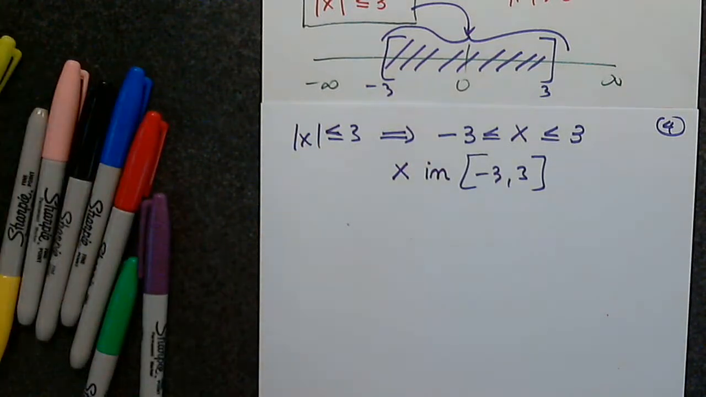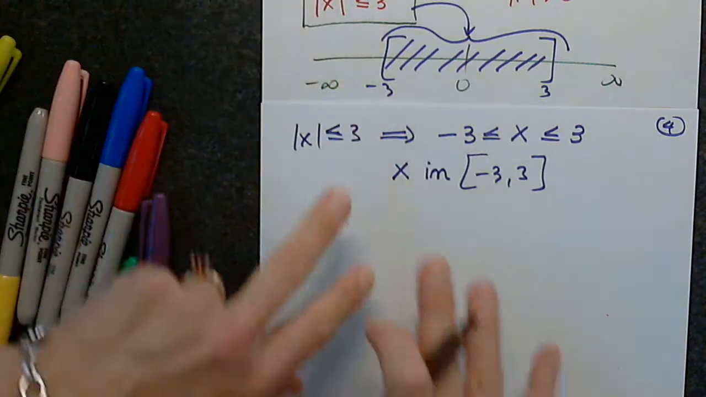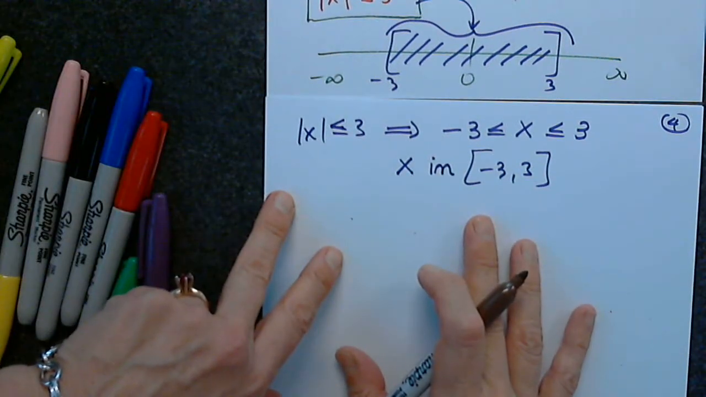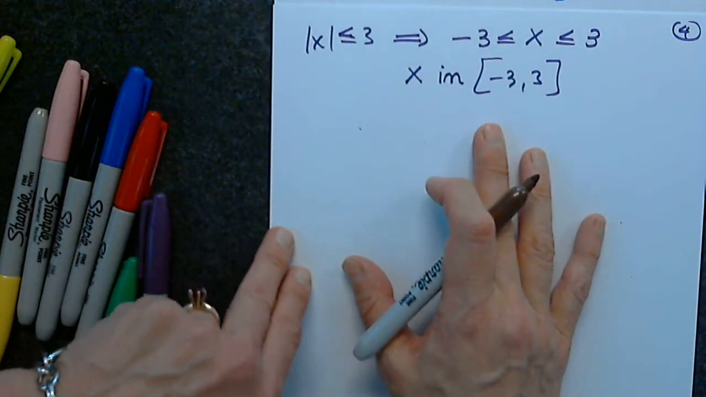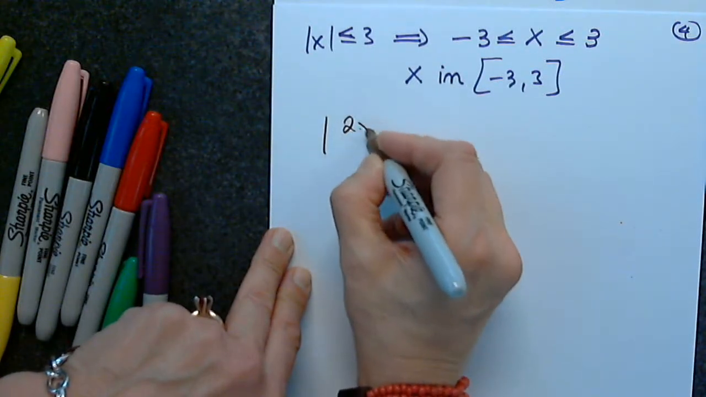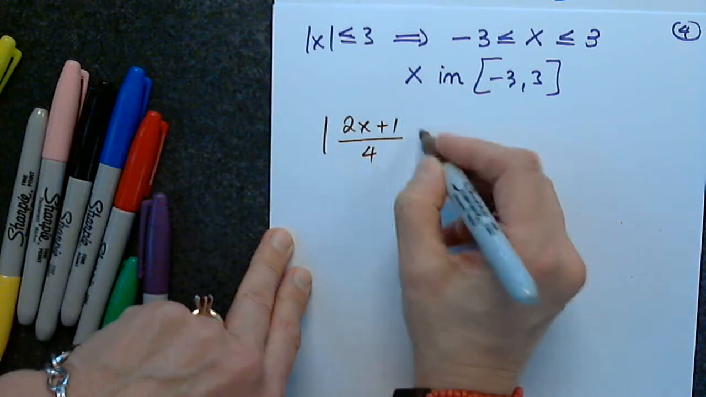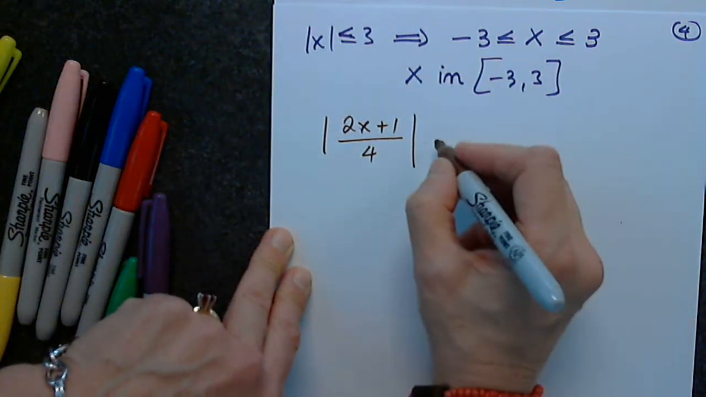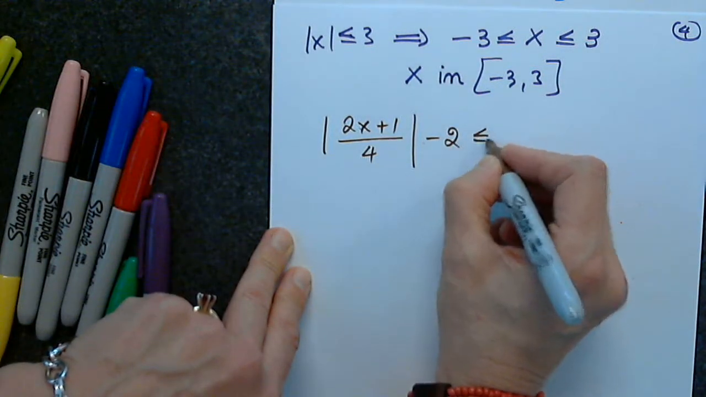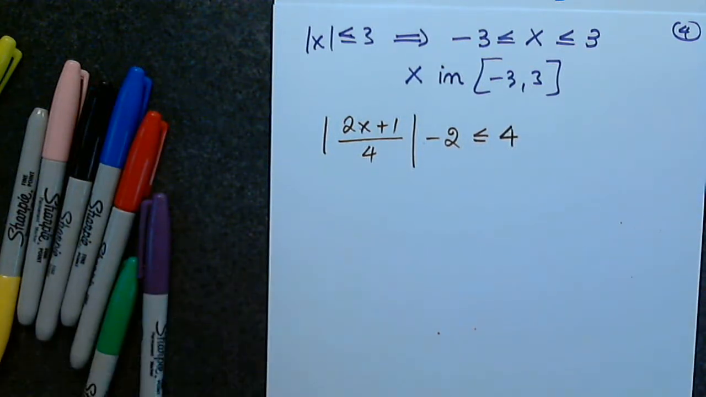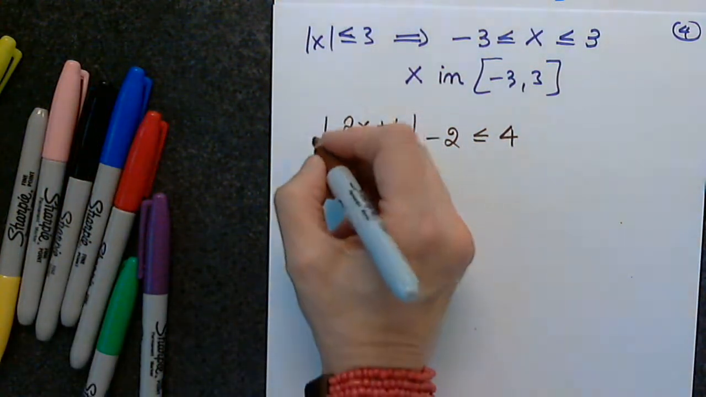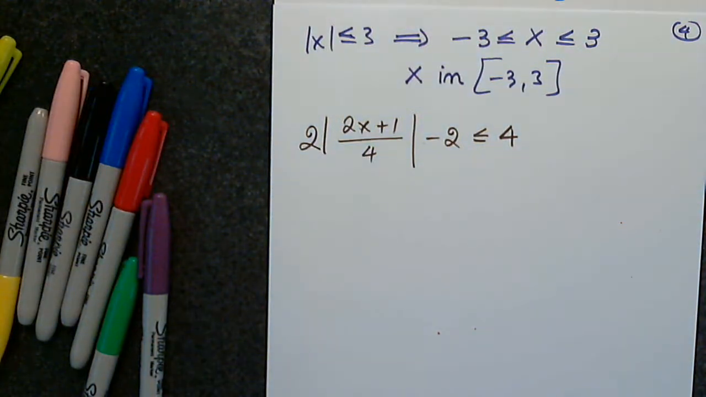Okay, so here's an example. So this is a very simple situation, but here's a more sophisticated example. Let's say 2x plus 1 divided by 4 in absolute value minus 2 less than or equal to 4. And let me also put a 2 in front. And you could say, wait a minute, what does this mean? What are you doing? That was a very simple situation. It was very clear. What is this?